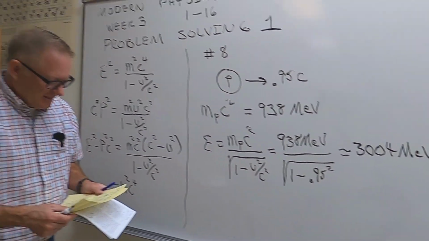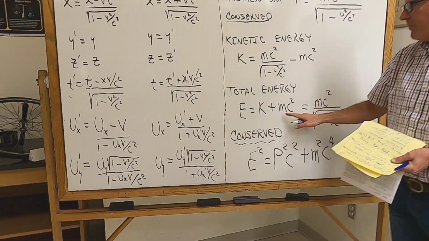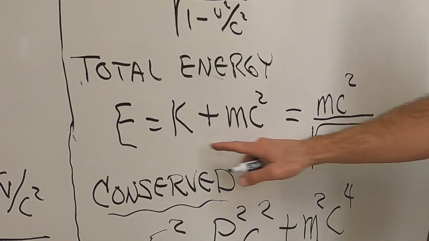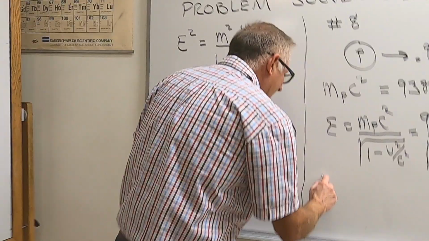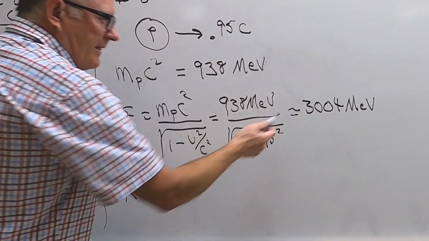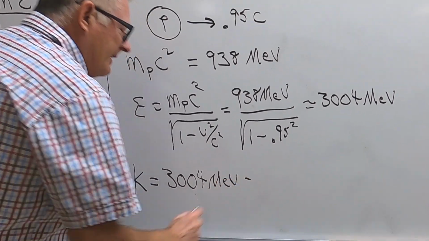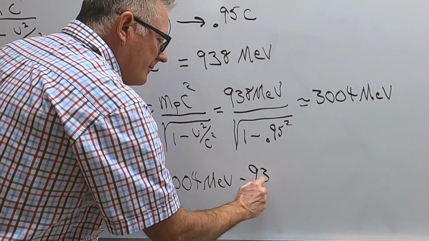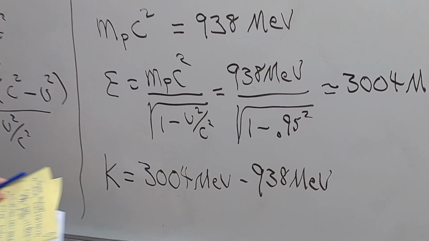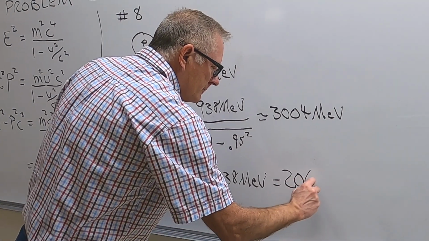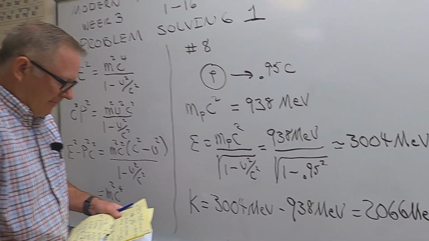Okay, and then they also asked for the kinetic energy. What's the kinetic energy? Well, we know the kinetic plus the rest mass energy is the total energy. So the kinetic is the total energy minus the rest mass energy. So the kinetic is the total energy, which is 3004 MeV, minus the rest energy, 938 MeV, which is about, what did I get, 2066 MeV. Okay. So there's the kinetic, the total energy, and the rest mass energy of that particle.